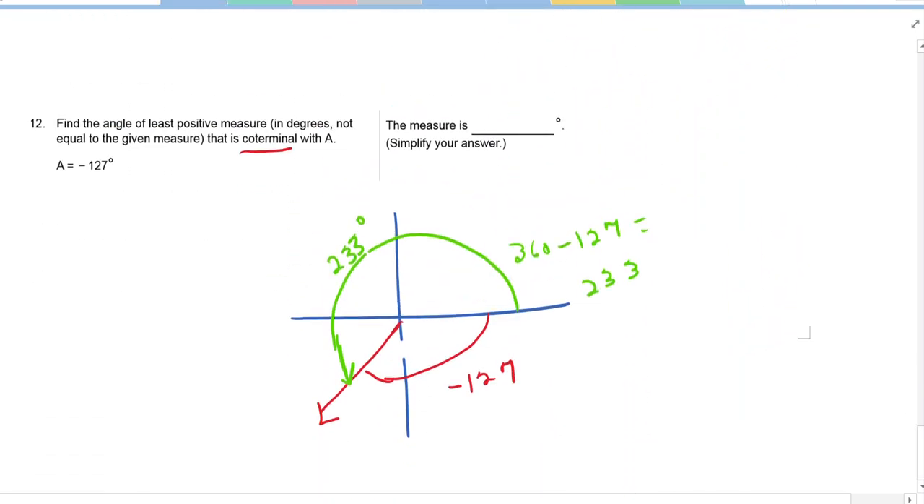Number 12, which is our last question, says find the angle that's least positive. We're given negative 127. Remember, those go clockwise. So we're down here and there's my angle. Now to get a positive one for that, I start up here on the X and go till I meet that red. How am I going to figure out what that is? You're going to subtract from 360, and that gets you 233. If you're thinking absolute value, these two numbers add up to 360. So you subtract to get the 233, which is your answer.